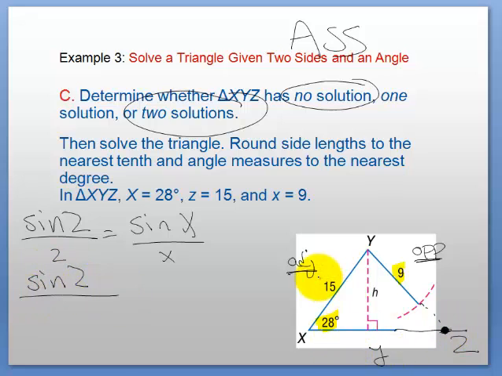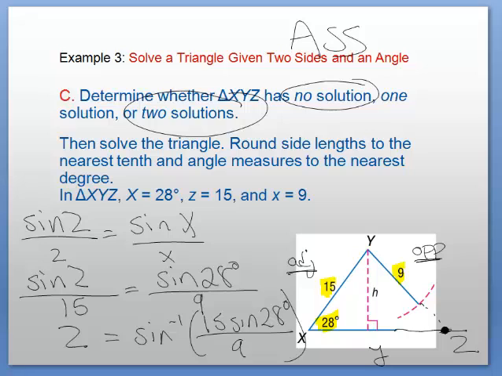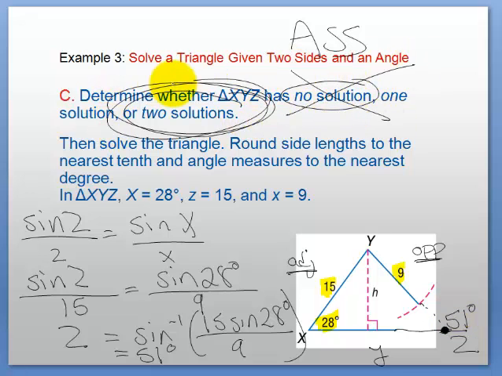So z has a length of 15, 28 degrees, and 9. We multiply both sides by 15, and then we take the inverse sine of both sides to get z by itself. When we do that, we get an angle of, what do we get? An angle of 51 degrees. Now, because we have an angle of 51 degrees, that means that we now know it's going to be two solutions.